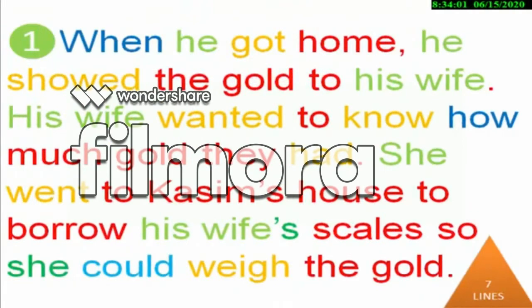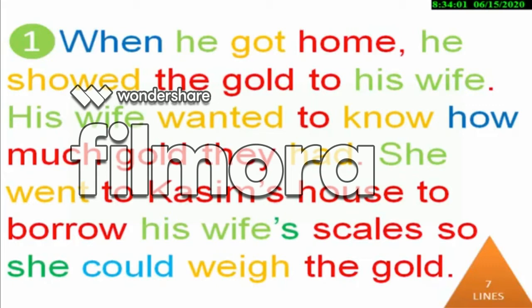Now we are going to make a summary using our own words, and this is a method how to learn to summarize, how to manipulate with the language. Let us do it. Now look at the first sentence. When he got home he showed the gold to his wife. So this sentence with another sentence, his wife wanted to know how much gold they had. So notice that sentence number one, when he got home he showed the gold to his wife.